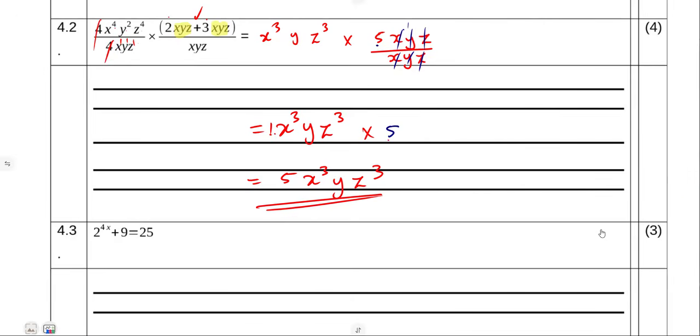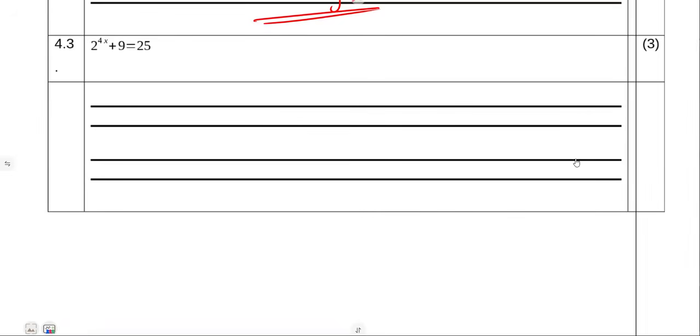All right, so that was it. 4.3. We need to solve for x in this case. All right, these are exponents. So take 9 to the other side. 2 to the exponent of 4x is what? Subtract 9 here. 25 minus 9, that's a 16.